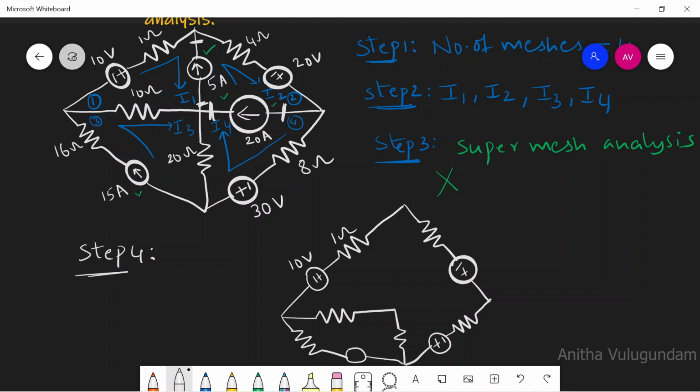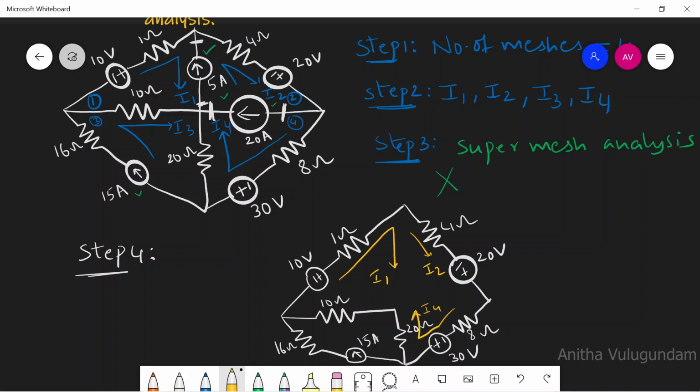Ten volts, 1 ohm, 4 ohms, 20 volts, 8 ohm, 30 volts, this is 20 ohm, 15 amp, 16 ohms, 10 ohm. Show the currents I1, I2, I4 and this is I3. We have removed the current sources which form a supermesh here.